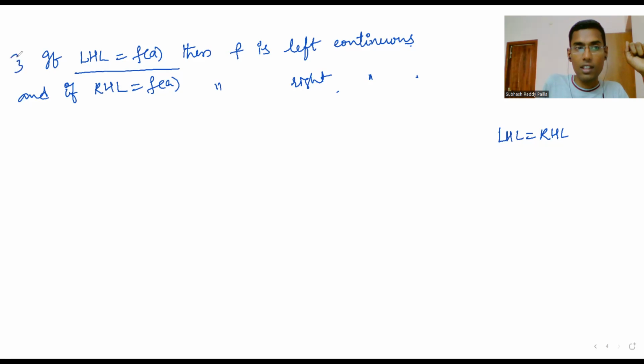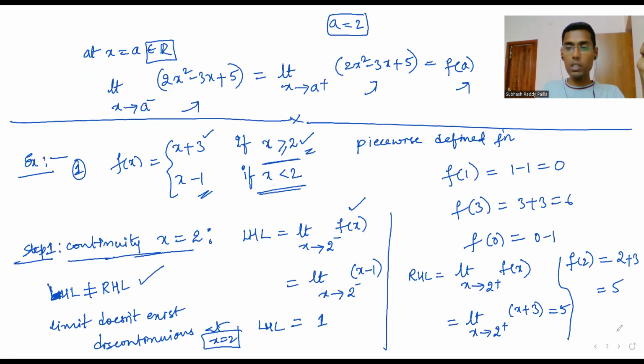Understand that. Okay, if LHL is not equal to RHL, in that case I am saying that if LHL is equal to f of a, then left continuous, and RHL equal to f of a, it's right continuous. And if LHL equals RHL equals f of a, then both left continuous and right continuous, completely continuous. Hope you got this point. Yes, sir. Okay, so this you saw.